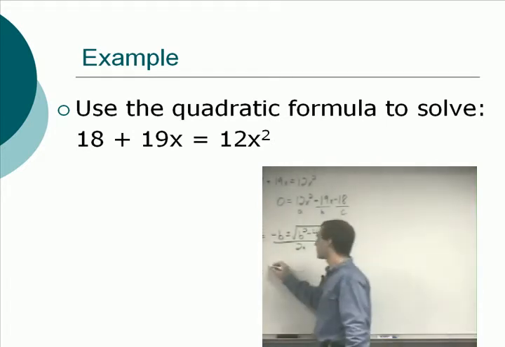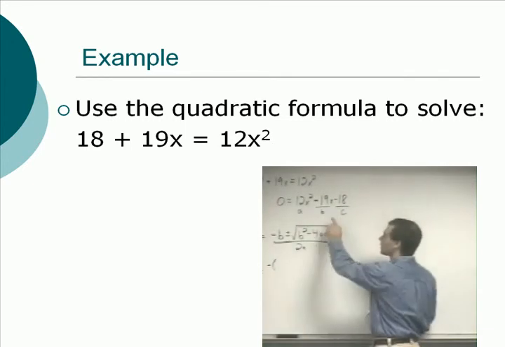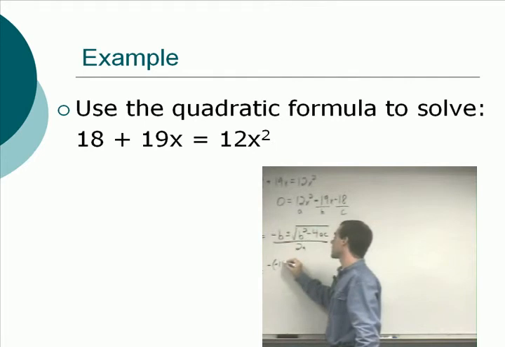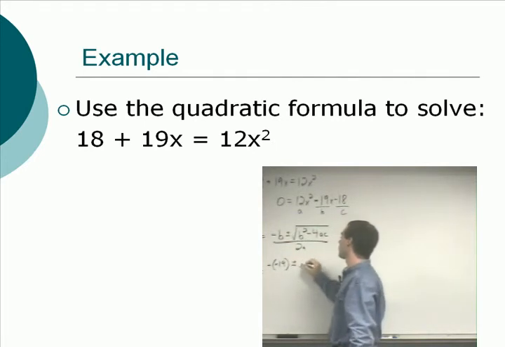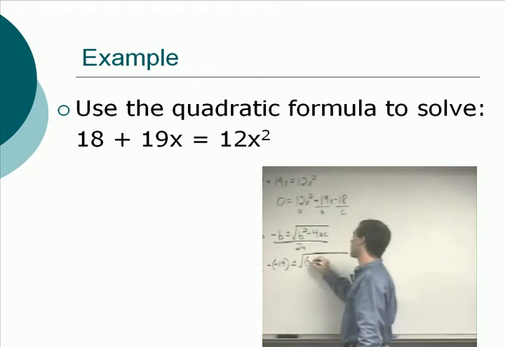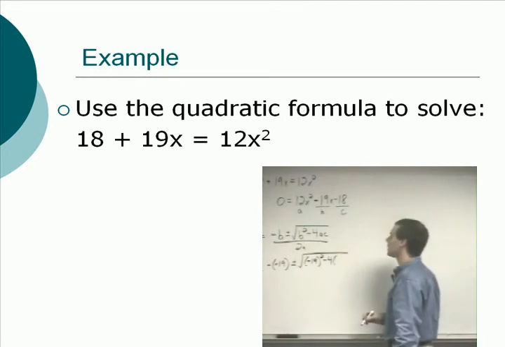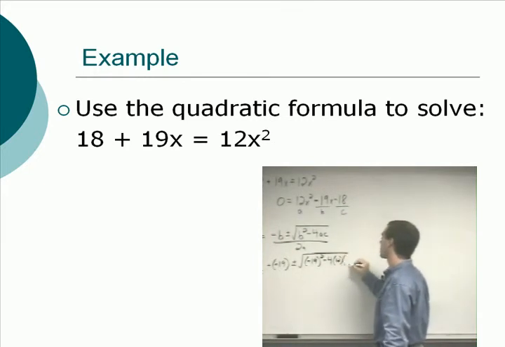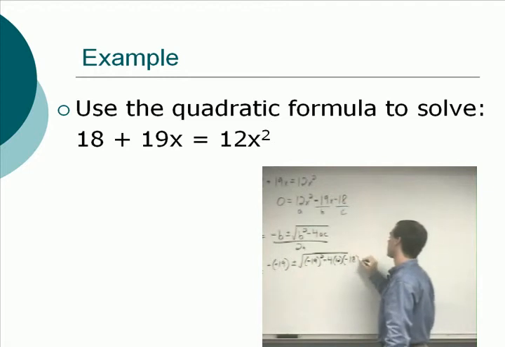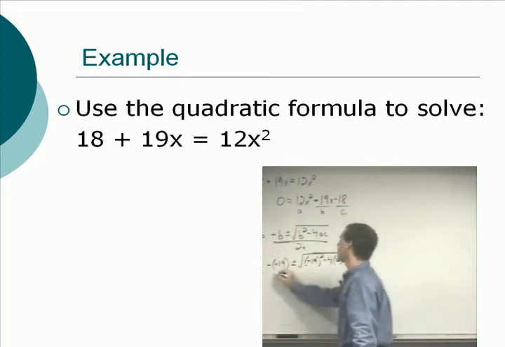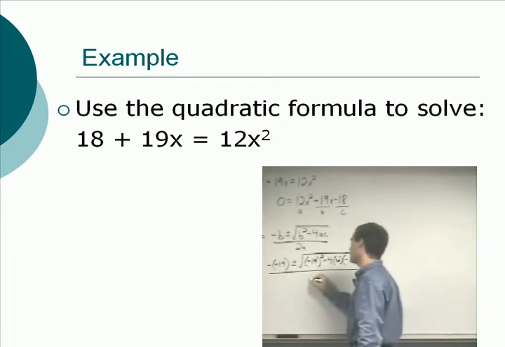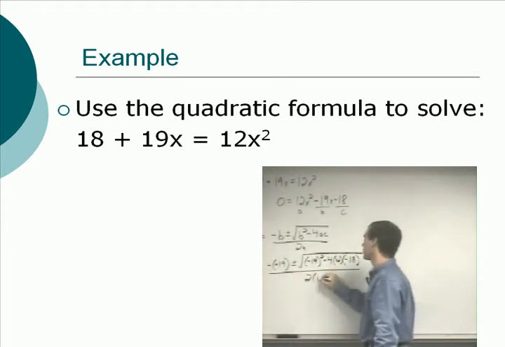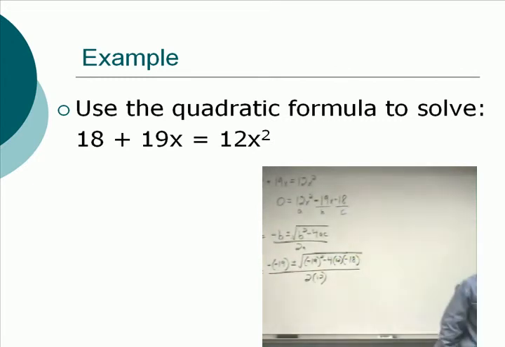So x equals negative b. b is negative 19. So negative 19 plus or minus the square root of b squared. That's negative 19 squared minus 4 times a, which is 12, times c, which is negative 18. All over 2 times 12. Well, there it is. There's your solution. But we got a long way to go just to clean that up.